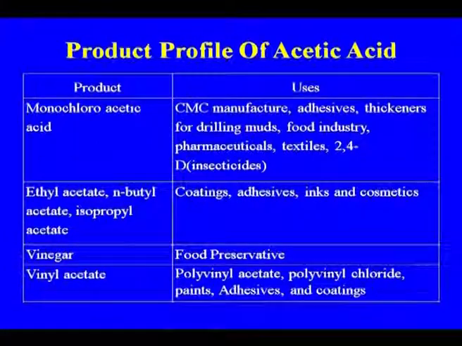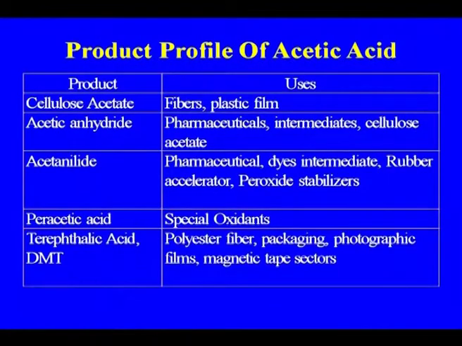Cellulose acetate, which we will discuss while discussing synthetic fibers, is used in the manufacture of some of the rayons. We are using the acetic acid for acetamide that we are making, from peracetic acid and the tetrachloride and DMT. So, there we are using this acetic acid.